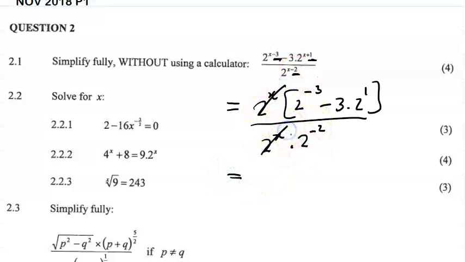So you can just double check in that way. 2 to the x cancels with 2 to the x. So what am I left with? 2 to the minus 3 is 1 over 2 cubed, which is 1 over 8 minus, and this one is 3 times 2 is equal to 6. And remember now that 6, you can write it over 1. 6 over 1, and that's 2 to the minus 2 is 1 over 4.